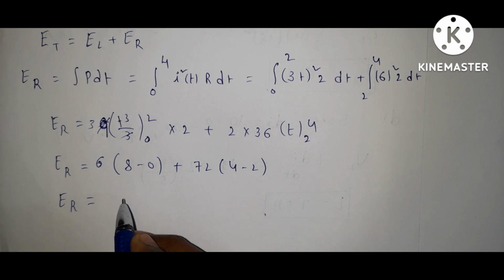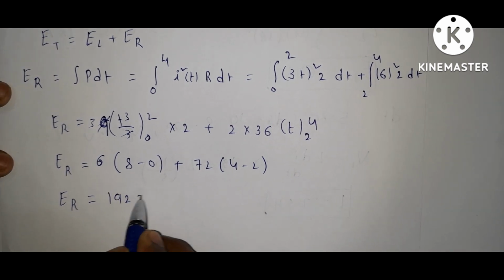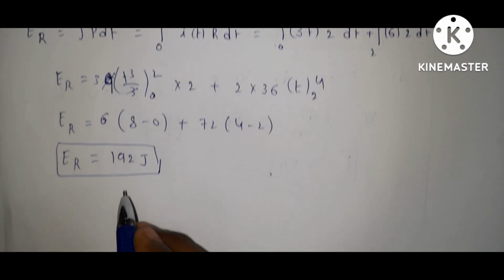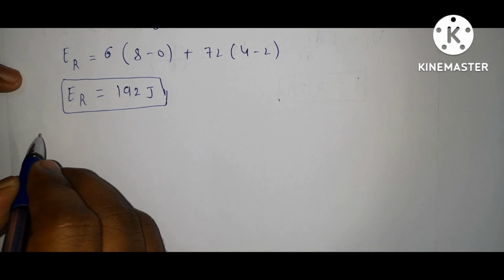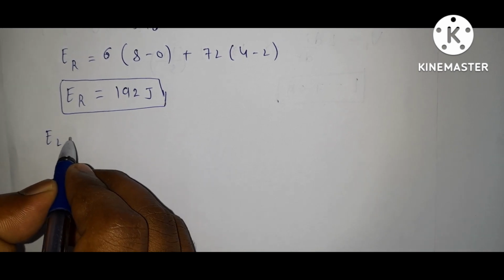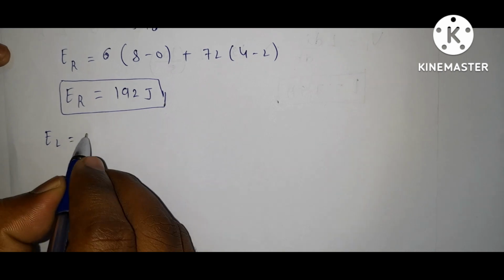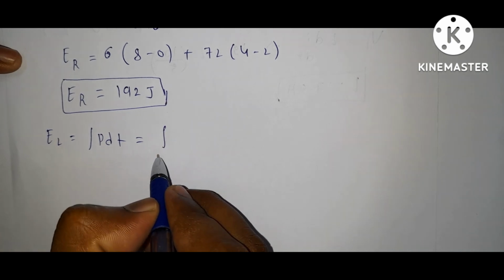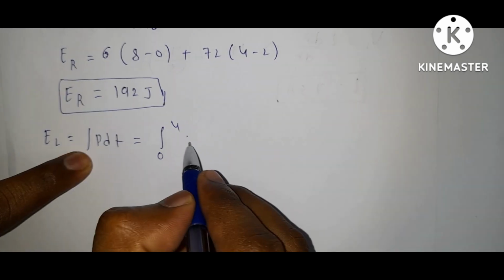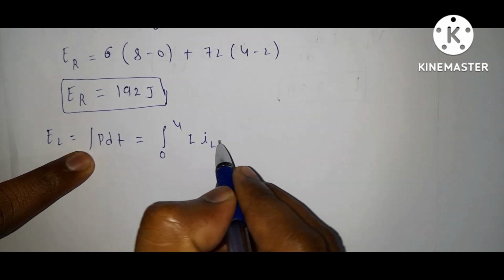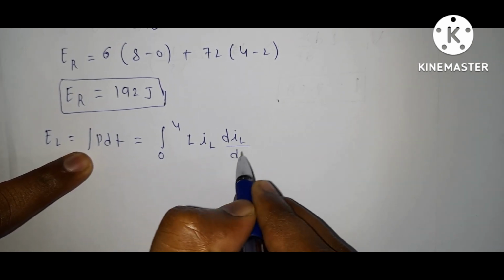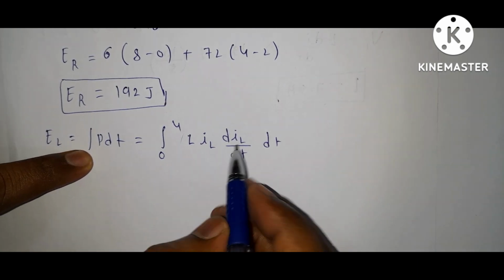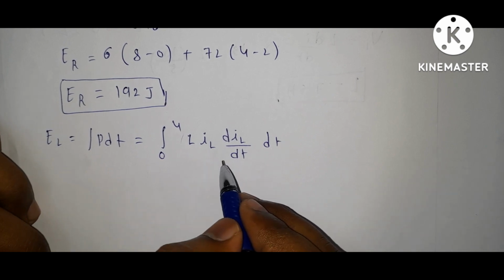If you solve this, you will get 192 joules. Now, find the energy stored in the inductor. EL is equal to, again, integral P dt, that is equal to integral 0 to 4 of L into IL into dIL by dt into dt. Okay, so this is the power dissipated in the R, power absorbed by the inductor.